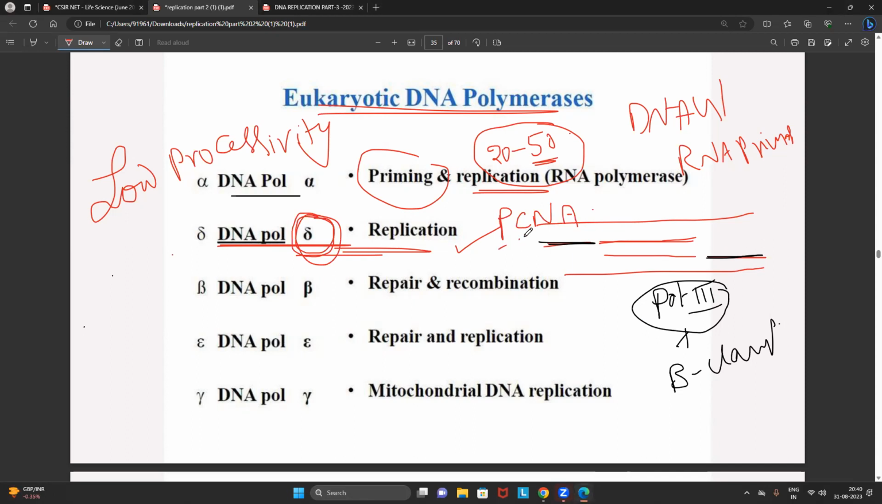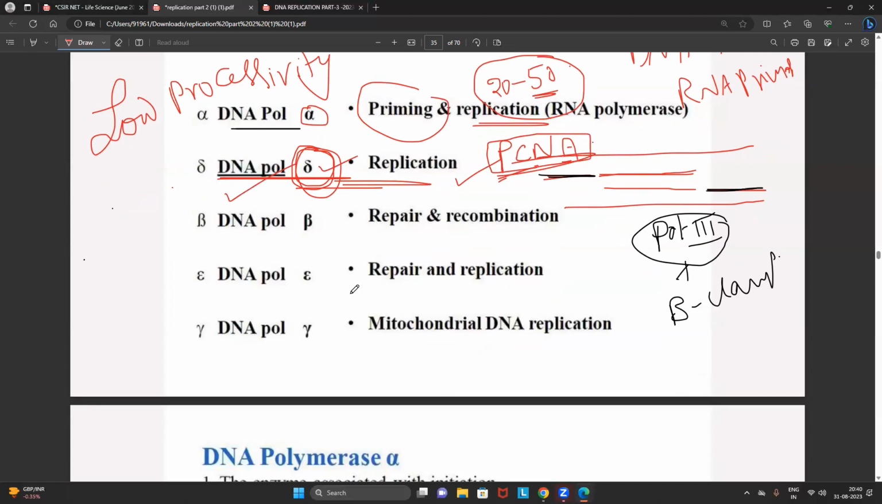Proliferating cell nuclear antigen. What is that? Proliferating cell nuclear antigen is the protein which will increase the processivity of the polymerase delta. I want you to remember my words. PCNA is the only protein that replaces alpha with delta. That's also a very important statement. Again, all the students have to remember this for the exam. They can ask a direct question in the exam.